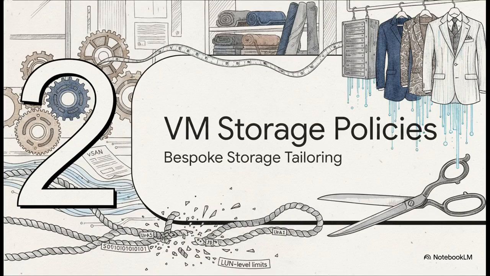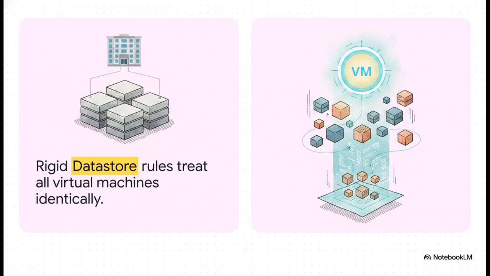Which brings us to Section 2. Enter VM storage policies, the bespoke tailor of storage. Right, so this is where we get to be that bespoke tailor for our infrastructure. We're finally ditching those rigid data store level rules for a dynamic, outcome-oriented model. With vSAN, capabilities are bound right to the VM and its individual virtual disks. Instead of asking, well, what can this data store do for my VM? You're now dictating to the storage layer exactly what your VM requires for availability, performance, and reliability.